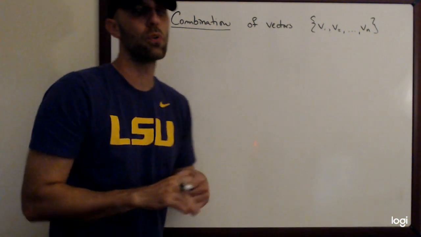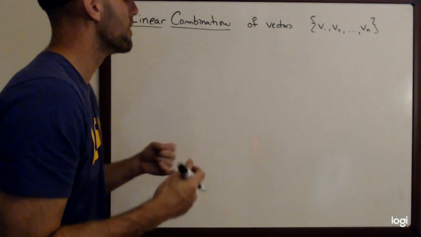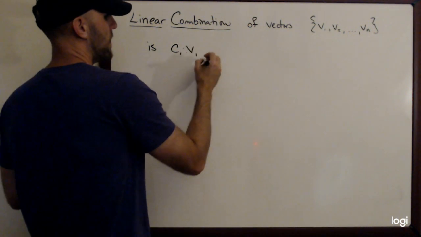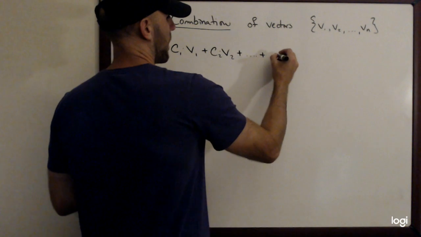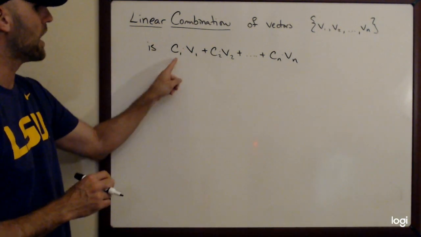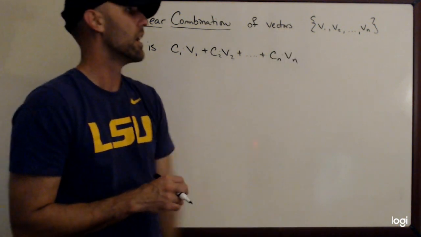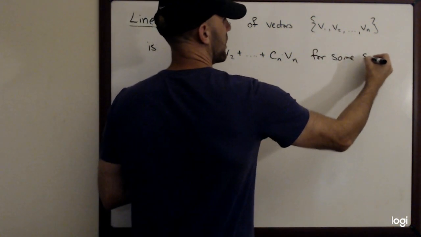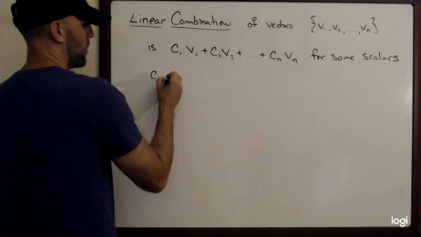So if I want a linear combination, what I'm going to do is take multiple copies of these things and add them together. Formally defined, a linear combination of vectors is some constant c1 times vector v1 plus some constant c2 times v2, etc., plus some constant cn times vn. So again, this is just a sum of, let's say, 3 times vector v1 plus -5 times vector v2, and so on, plus maybe 1/2 times vector vn, for some scalars c1 to cn.